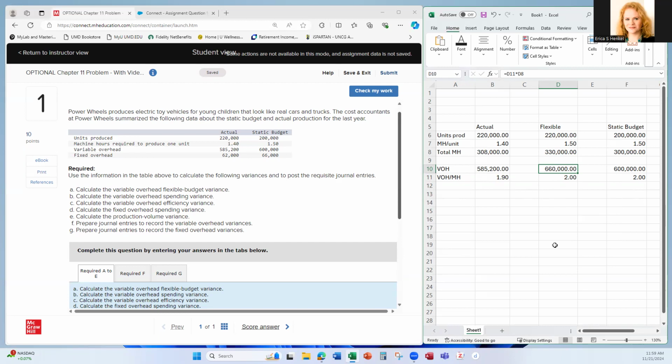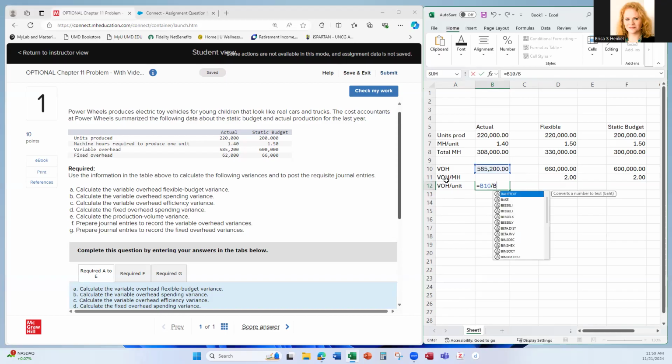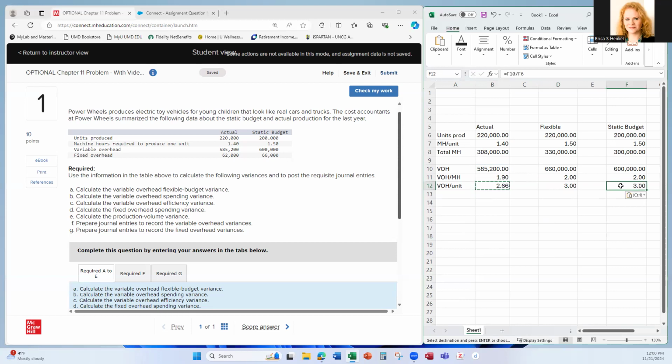Okay. So we've got that figured out here. And then our variable overhead per unit would be to take that variable overhead and divide it by the number of units. So that gets us 266 there. So again, variable overhead divided by the number of units.